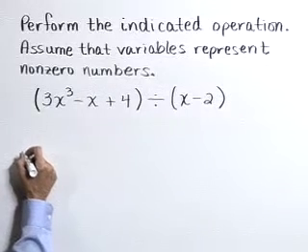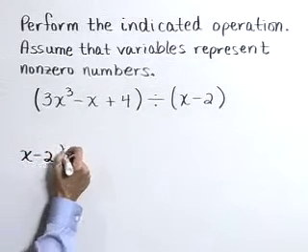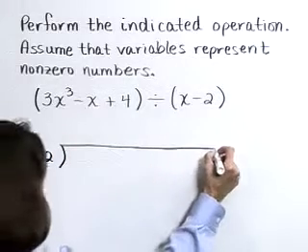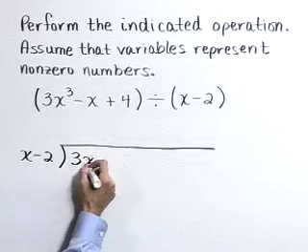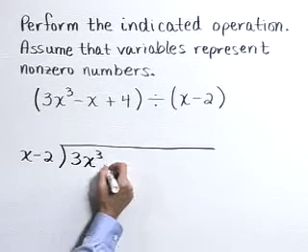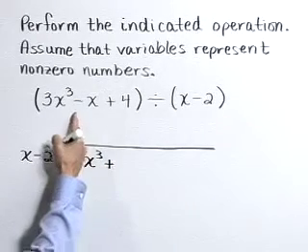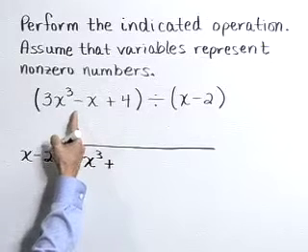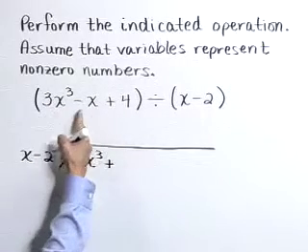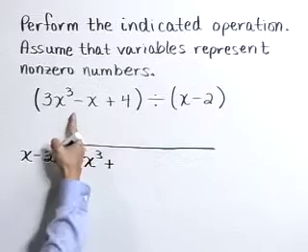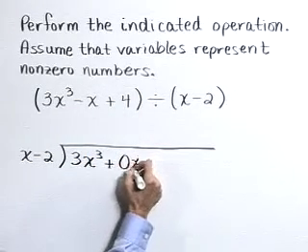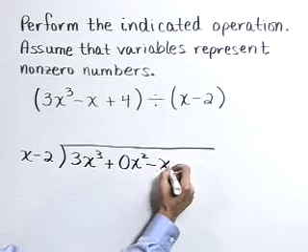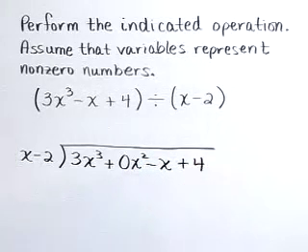division. So let's write this as x minus 2 divided into our dividend, which is a 3x to the third, plus, I'm going to put a placeholder in here for our x squared term, because this polynomial is in decreasing degree order, but it's missing a term. So let's write next plus a 0x squared minus x and plus 4. Now we'll begin the division.